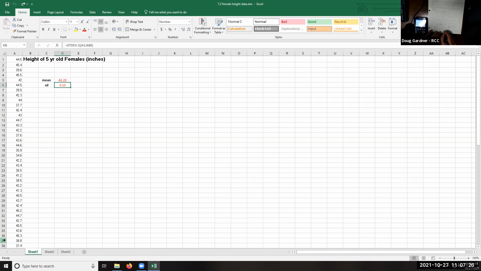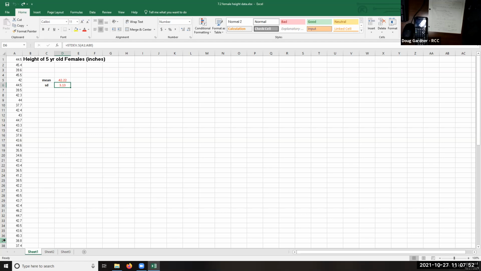This child is in the 4.8 or 5th percentile. That's how percentiles work. Always left. It's always left. You always do the left one.